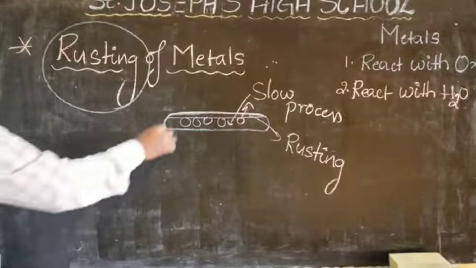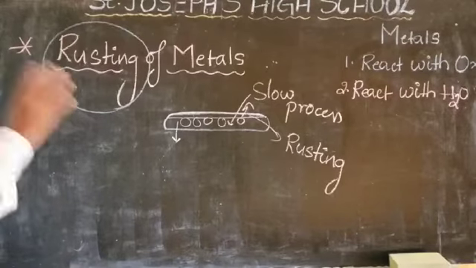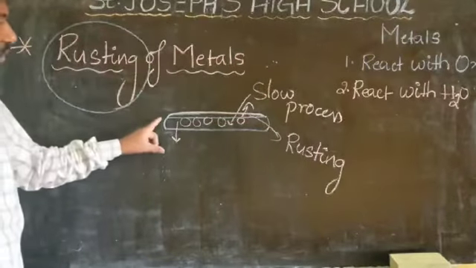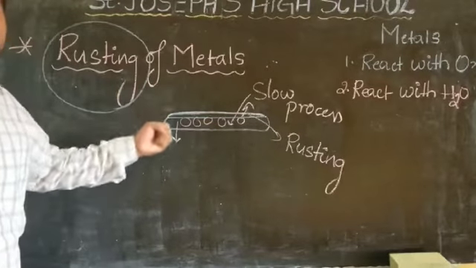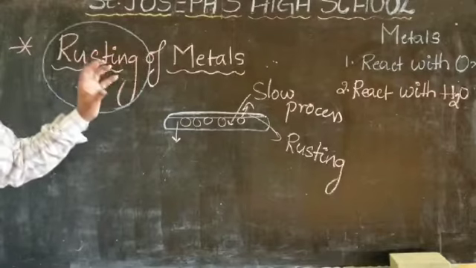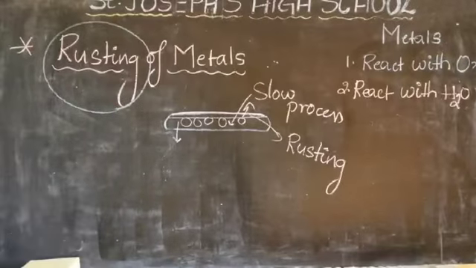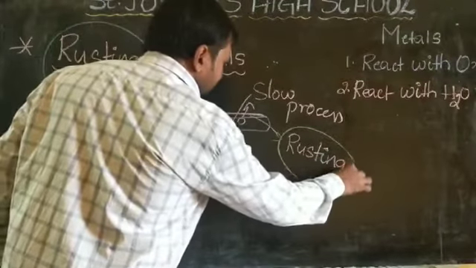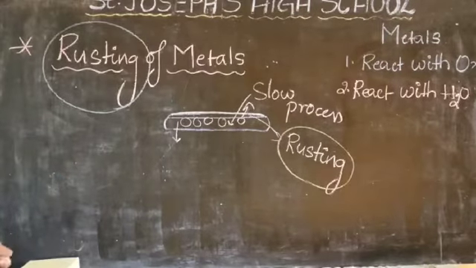If you go to higher classes, there you will learn rusting is an electrochemical process. How the rusting takes place, everything you will learn. But here we are discussing the definition. So what is rusting? It is a slow process of covering the metal with a metallic oxide and it starts eating the metal slowly. This process is called rusting. In Telugu we call it chuppu pattadam. Do you know that? Okay.